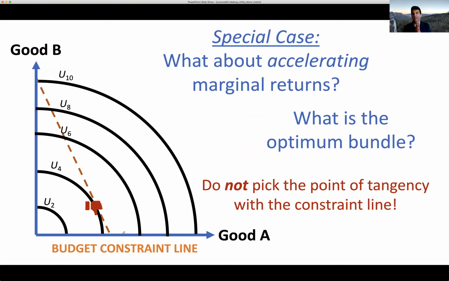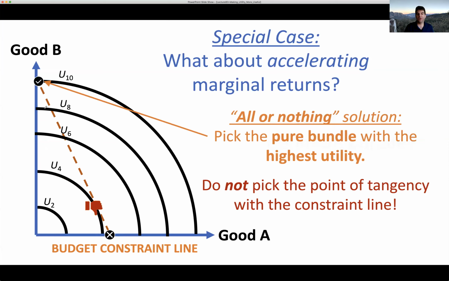Now, the last special case I want to throw out there, just to stretch your thinking, is if we go back to our accelerating marginal returns, well, then what the heck do we do? This is a special case where the equi-marginal principle looks like it would apply, but it does not. You do not apply the equi-marginal principle when you have accelerating marginal returns. Because if you did, you'd be stuck on this utility function, because that's where the tangency is, even though technically, for the same money, you could have reached higher indifference curves, higher amounts of utility. And so we do not want to pick the point of tangency when it's in accelerating marginal returns.